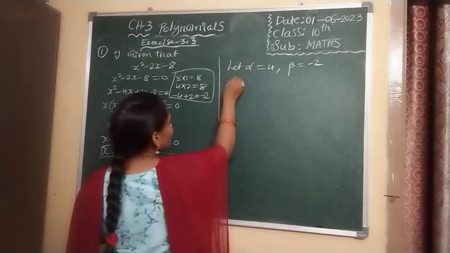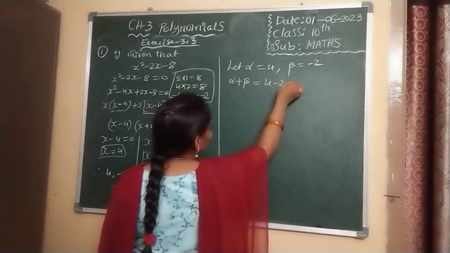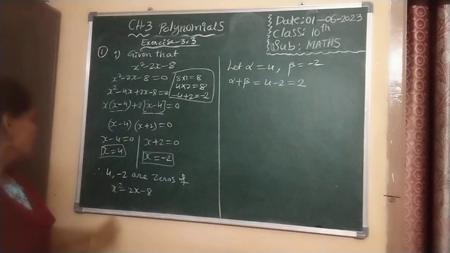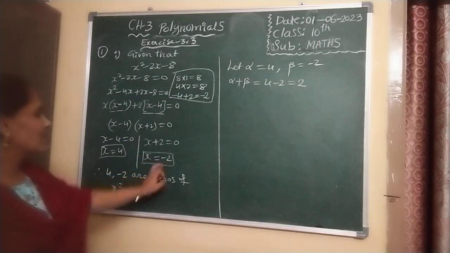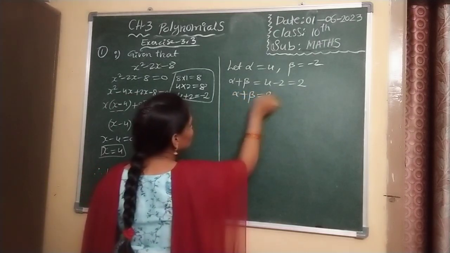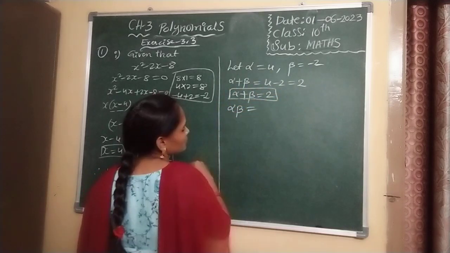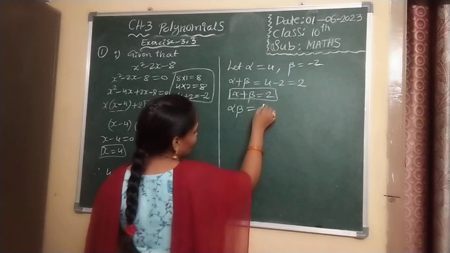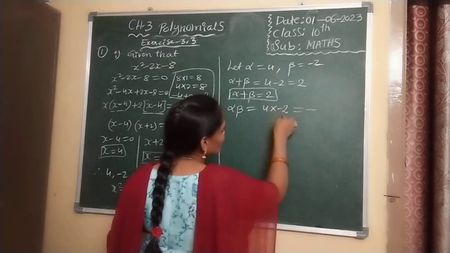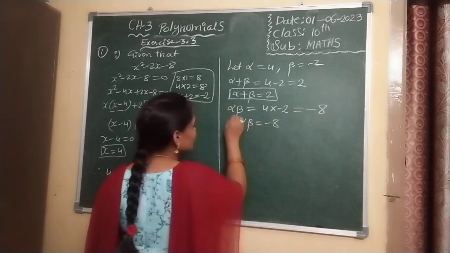Now, we are writing the sum of zeros. Alpha plus beta: 4 minus 2, which is plus 2. Okay, one is plus 4, one is minus 2, right? So alpha plus beta, what did we get? Sum of zeros, 2. Now, what about the product of zeros? Alpha into beta, 4 into minus 2. Plus into minus is minus, 4 twos are 8. Product of zeros, we got minus 8.